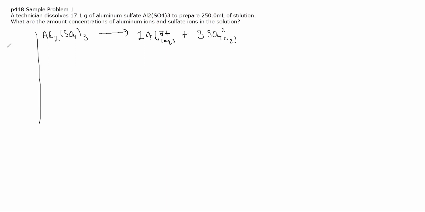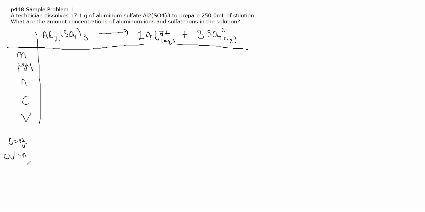Do you remember how I asked you to always do little m, molar mass, and moles? Well, moles, if you remember, directly links us to C times V, right? C is equal to n over V, which means n is equal to C times V. All right, let me show you why. 17.1 grams is right here. I want the concentration of these two, right? So taking this, let me use a highlighter with a different color.